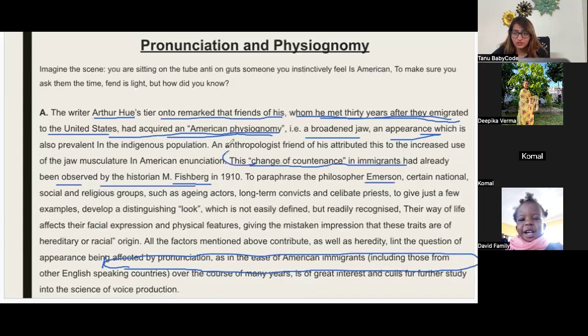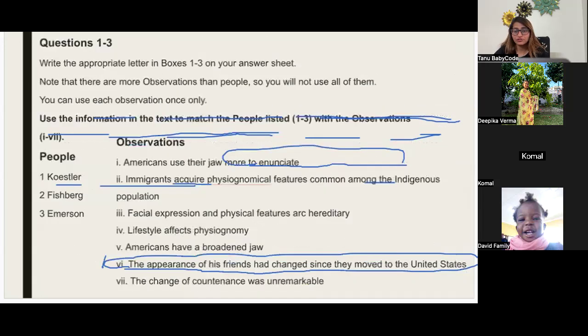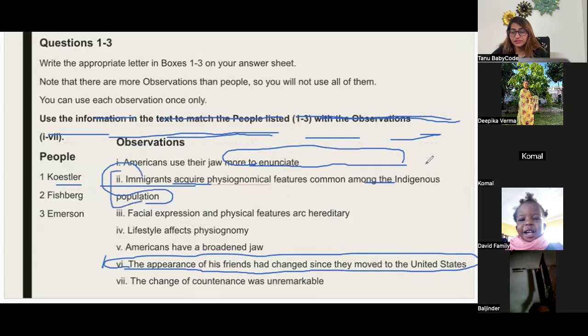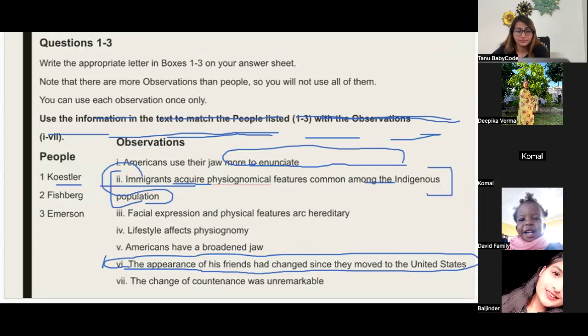So which change have they observed? Fischerberg talked about that this change of countenance in immigrants had already been observed by Fischerberg. So that means he's talking about some of the changes in this indigenous population. So the second one is the correct answer. Yes, everyone. Clear? Yes. Yes, please. Any doubt? Yes, ma'am. Clear? Yes, ma'am. Right?